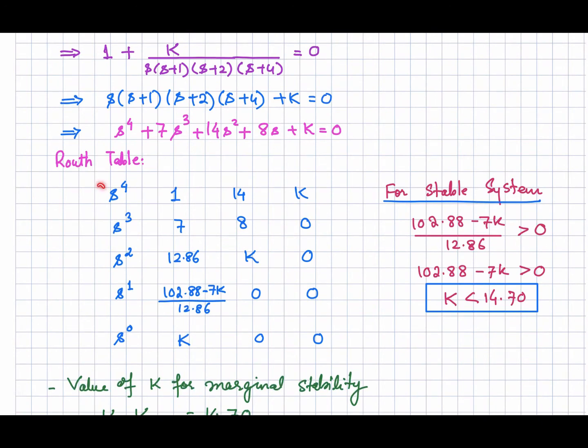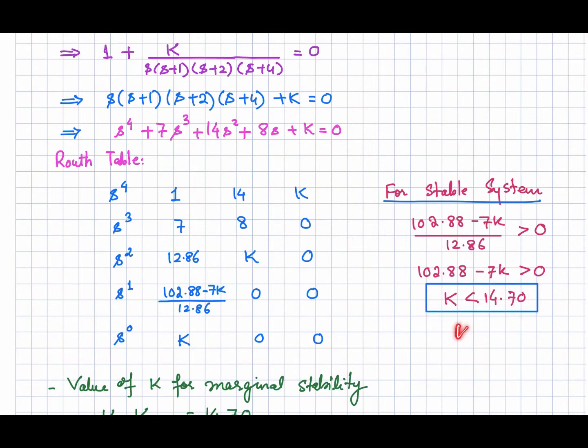So the Routh table is this one, that now you should be able to develop, as we have already discussed in the previous videos. If you develop this one, you are going to get this Routh table. According to the Routh stability criteria, there should be no sign change over here. So this term must be positive. Taking this term for the stable system, this must be greater than 0. So we can solve it. What should be the value of k? K should be less than 14.70.